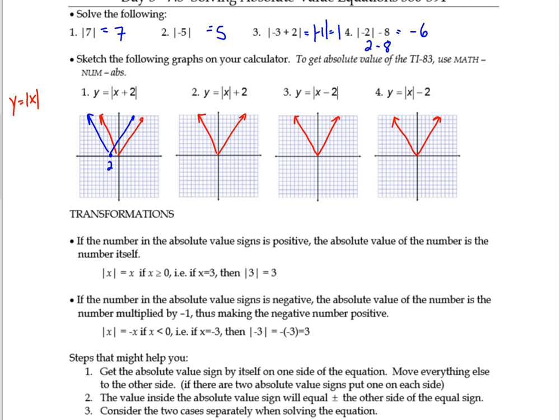So we would call this, did it move horizontally or vertically? So it would be a horizontal translation to the left. Notice that the plus 2 is inside the absolute value, okay? And so we think of it as being with the x. That's why it's a horizontal translation, because the plus 2 is inside with the x, so it's being applied to the x.